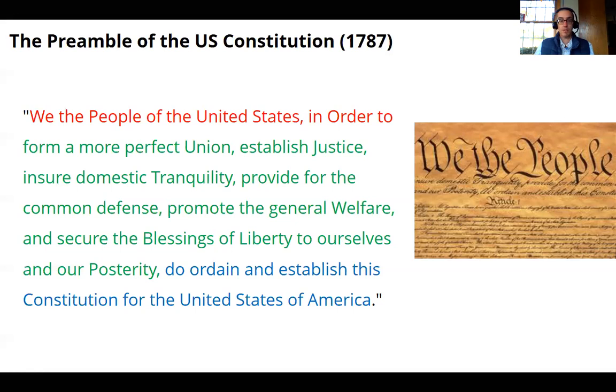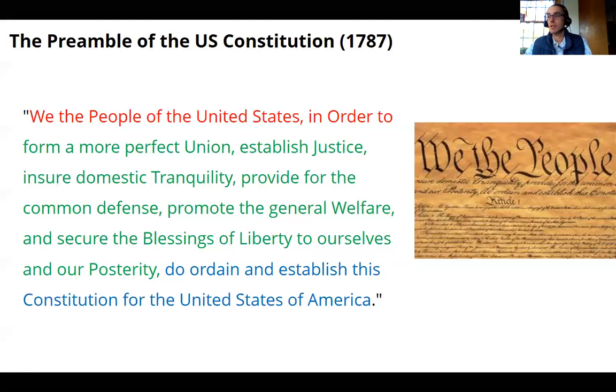Okay, or we have a government to bring justice to all people, to ensure domestic tranquility, to get the states to get along, provide for the common defense, right? We have an army and stuff like that. Promote the general welfare. It keeps people safe, helps the economy run smoothly, and secure the blessings of liberty to ourselves and our posterity, right? Liberty, we vote, we have freedom. Okay, that's the purpose of the government that is described in the Constitution. And this is the first paragraph of the US Constitution.